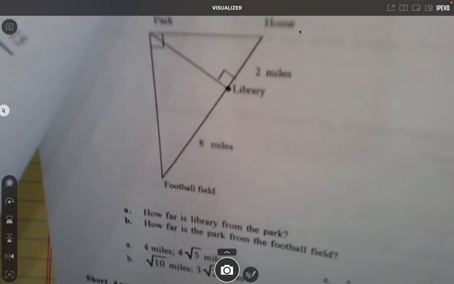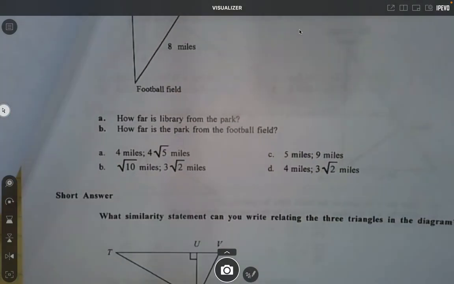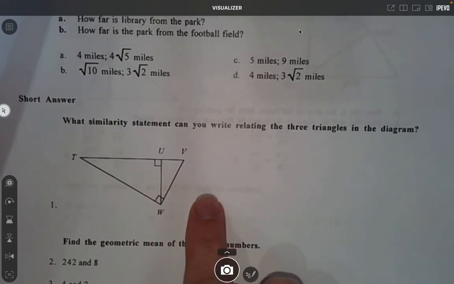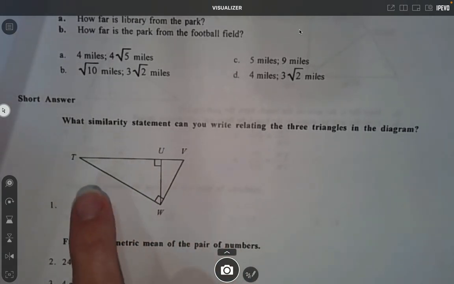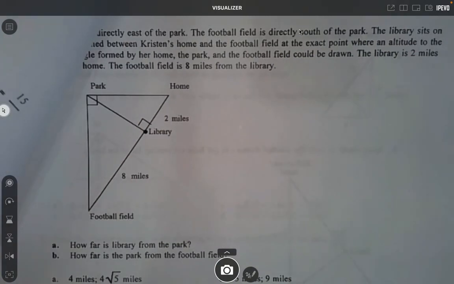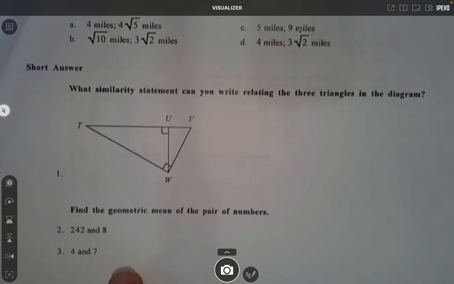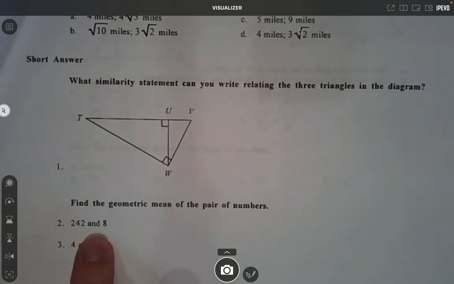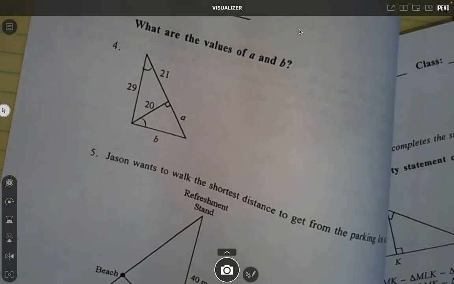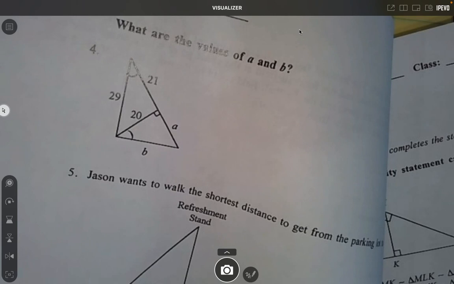Let's see. This one right here is just write your similarity statement just like at the beginning. You got your big triangle, middle triangle, and your small triangle. This one, oh, no, sorry, this one right here. I went backwards. Geometric mean: multiply and square root. Just multiply and square root. That one is a little different.